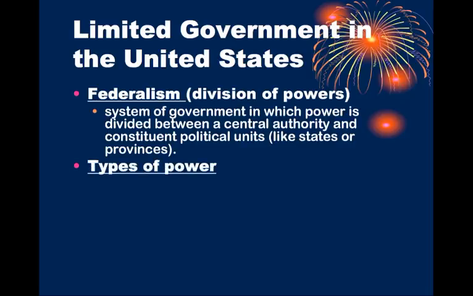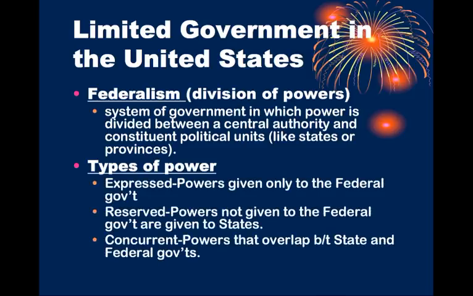Now, the federal government has certain powers, as does the state, as does the local, and sometimes those powers are shared. And one of the types of power that they have is the idea of expressed power. An expressed power is a power that is given only to the federal government. So an example of an expressed power is the power to declare war, because only the federal legislative branch can actually declare war. Massachusetts cannot decide that it wants to declare war on France, and so that is one of those expressed powers, a power that is only given to the federal government.